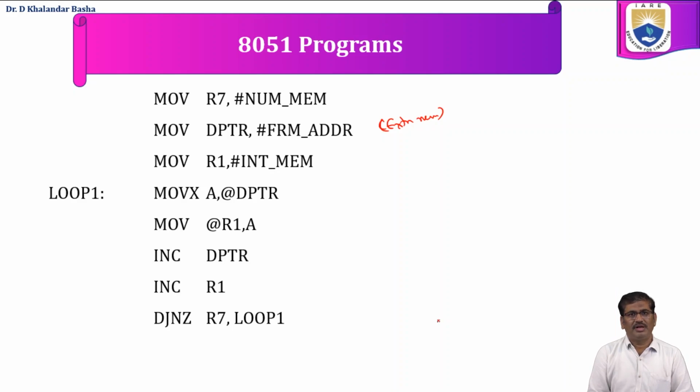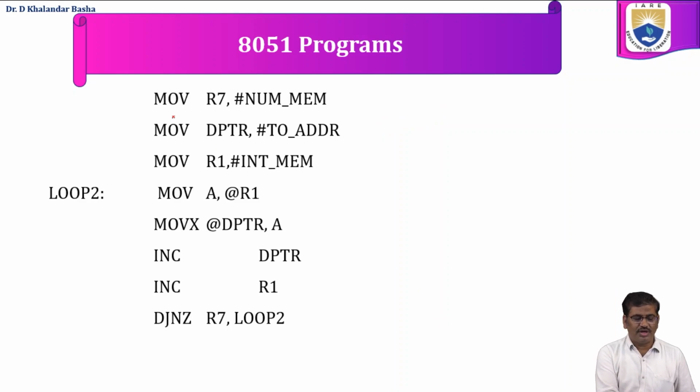Then we will copy from internal data to external memory. So for that, move R7, comma, hash number of memory locations. Move DPTR, comma, to address. Move R1, comma, internal memory address. Then we will copy, move A, comma, @R1. MOVX @DPTR, comma, A. Increment DPTR. Increment R1. DJNZ R7, comma, loop. So this is the program for copying from external memory to internal memory, and again internal memory to external memory.